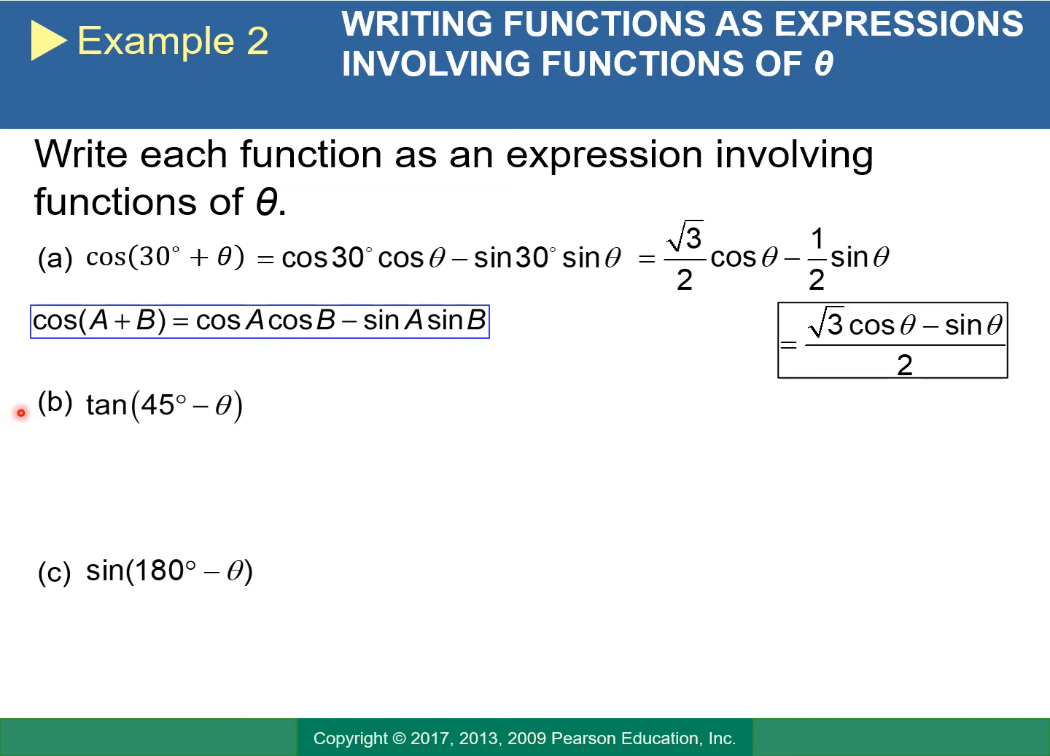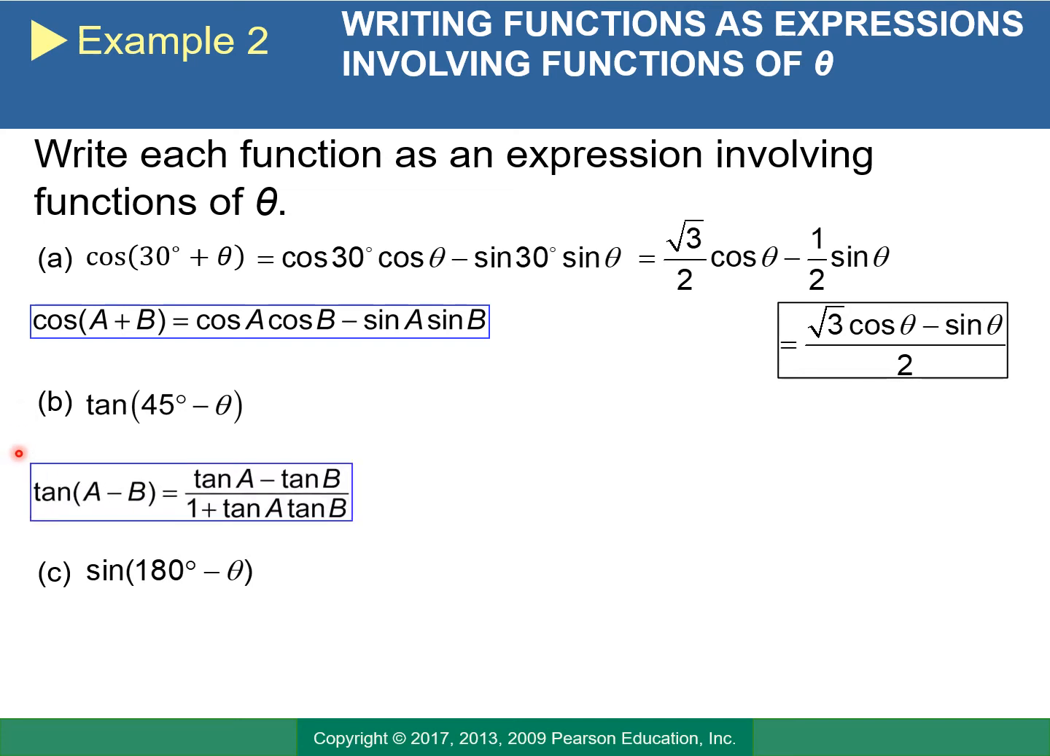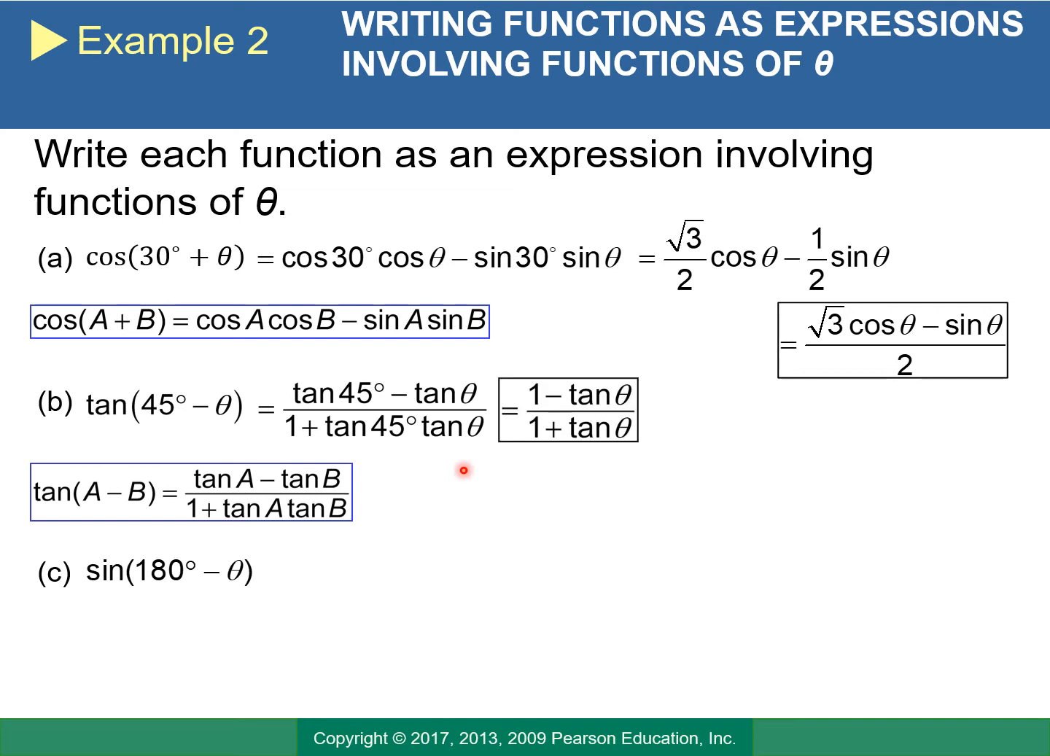Notice you have tangent of a difference. So we're going to refer back to our tangent of A minus B formula. In this case, A is 45 degrees and B is theta. So we'll fill in A equal to 45 degrees in our formula and B equal to theta. Once we fill in those values, we evaluate the trig functions that we know. We know tangent of 45 degrees is 1. So our final answer here is 1 minus tangent theta on top, 1 plus tangent theta on bottom.